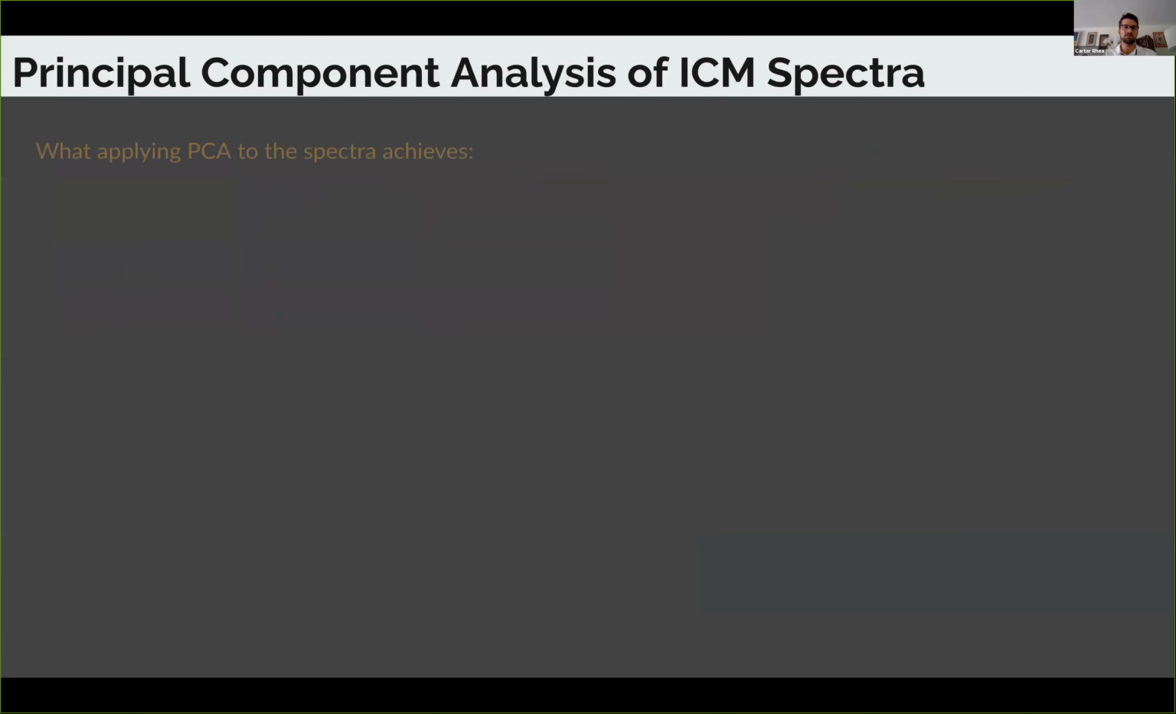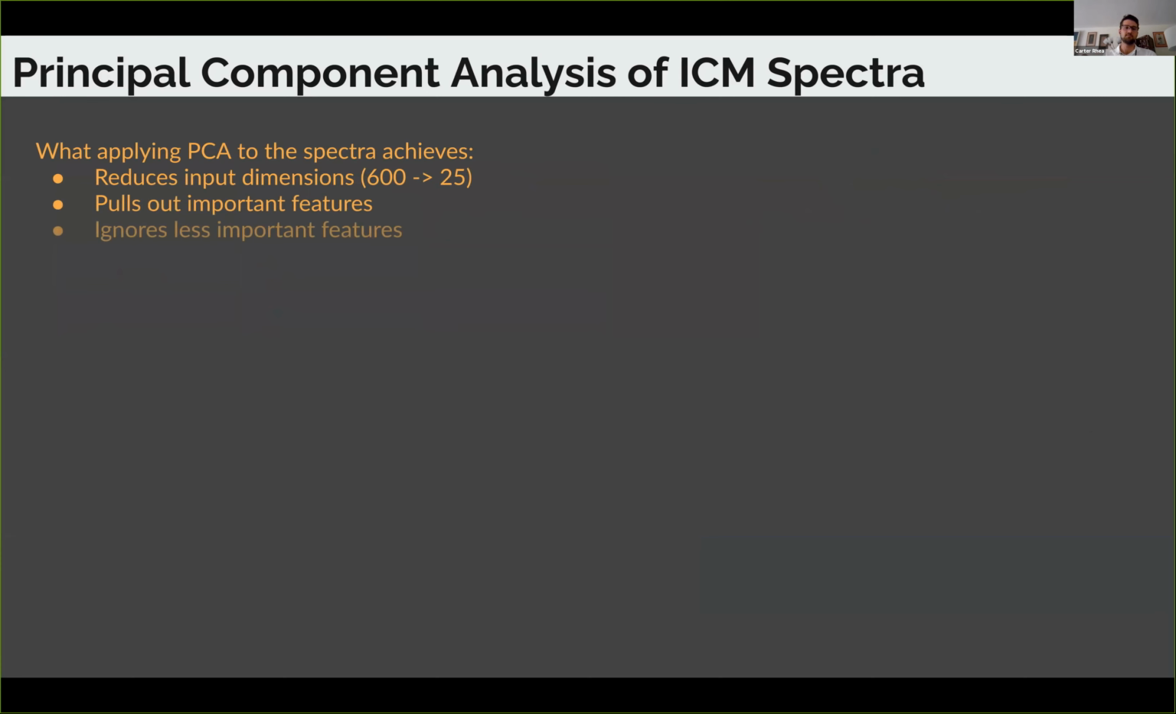So why are we doing a principal component analysis of the ICM spectra to begin with? Why aren't we just pushing the spectrum directly into the random forest algorithm? Well, the first really important thing is that it's actually reducing our input dimensions. So instead of having to worry about the 600 channels that we have in our spectrum, we can actually reduce that to only 25 input dimensions. The idea is that principal component analysis is pulling out the important features in the spectrum while ignoring the less important features. And we're hoping to find better defined categories.